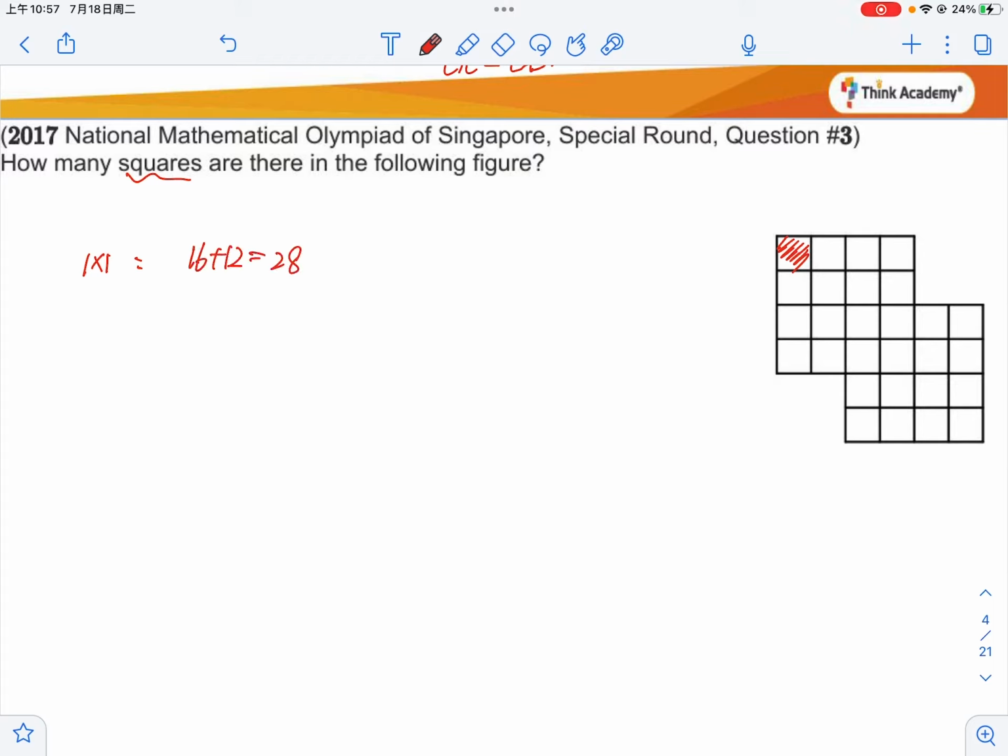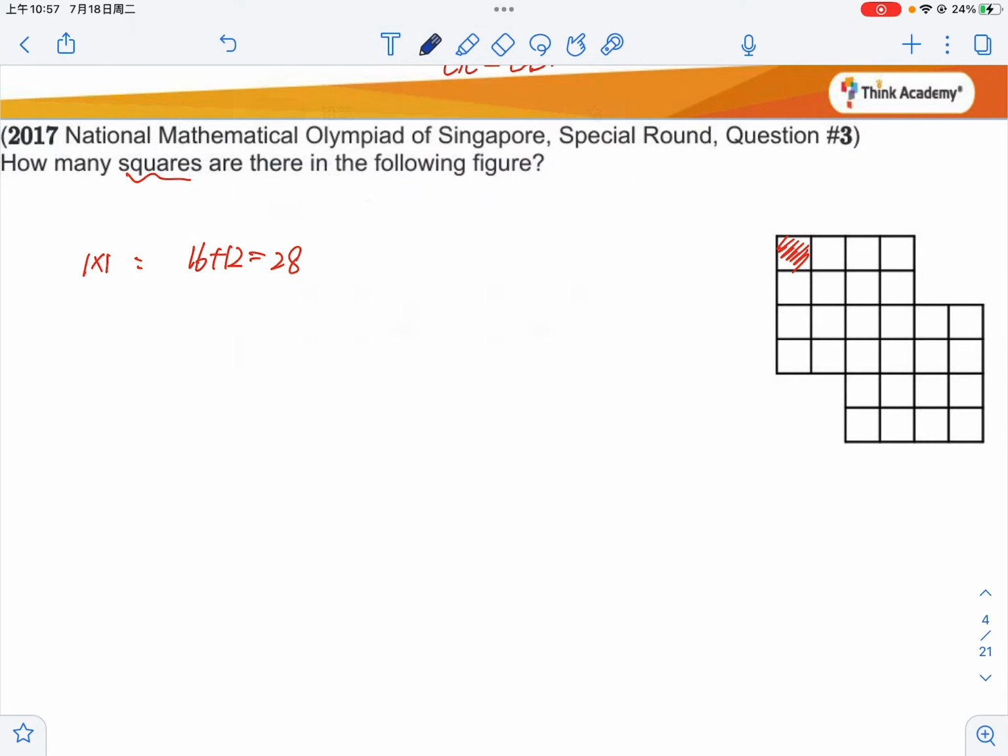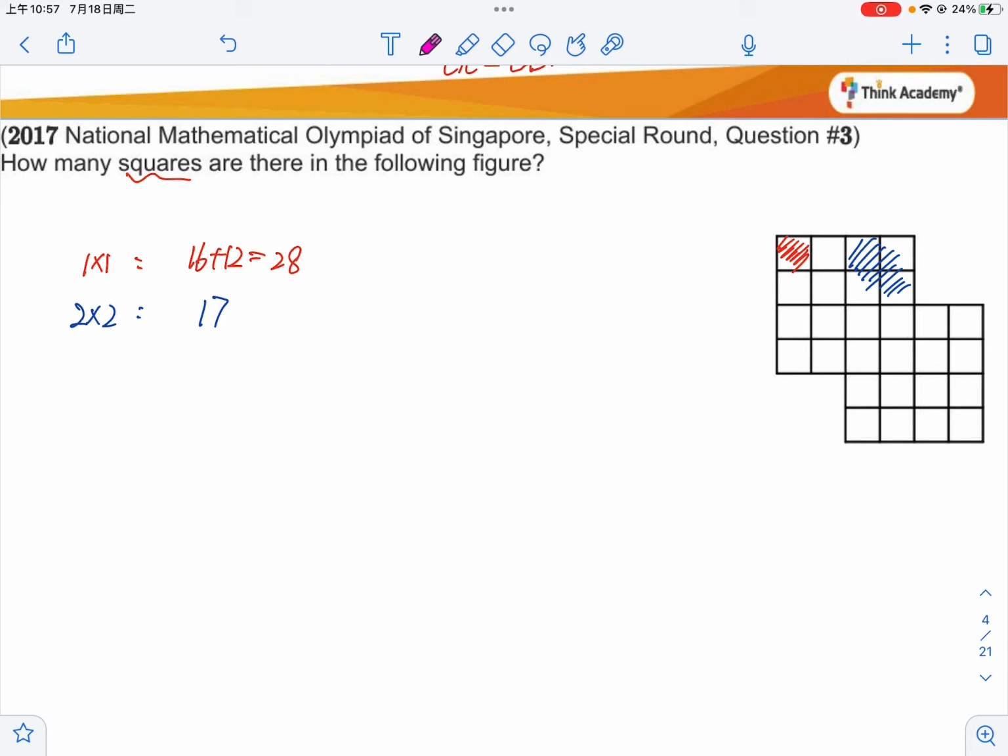And then for the squares, what should you focus on? Let's use another pen. Yeah, this one. 2 times 2. So you calculate 2 times 2, how many? Actually, the answer is 17. And then you calculate 3 times 3, right? So this one is the 3 times 3 triangle. It will be 8.